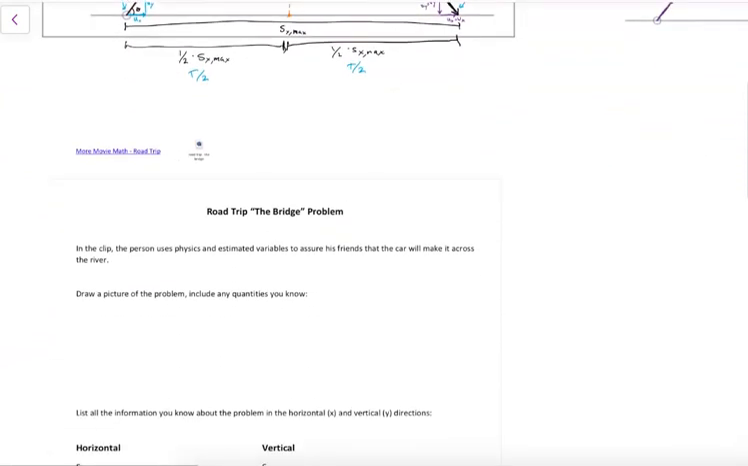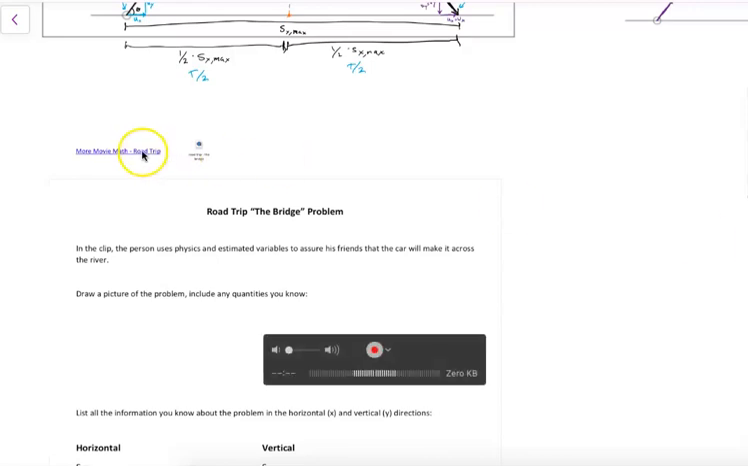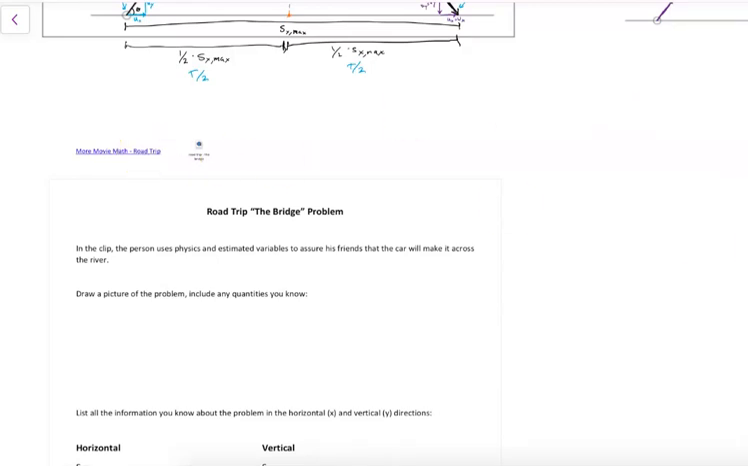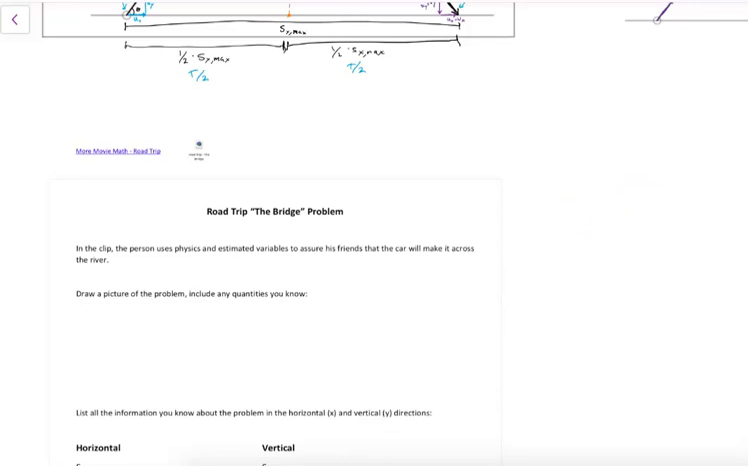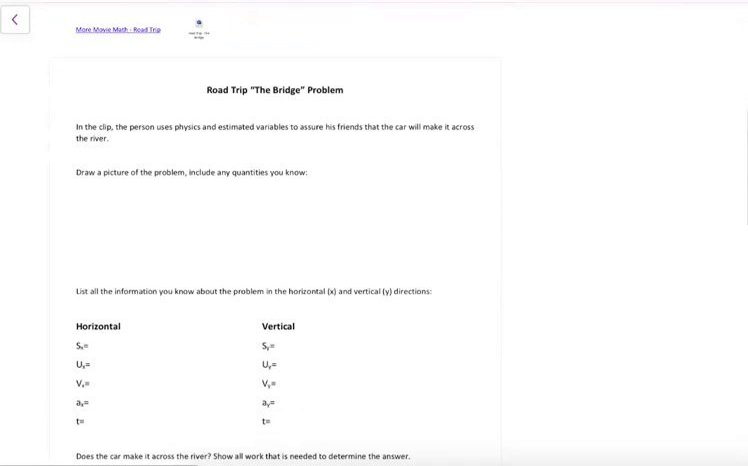So we've got this road trip bridge problem. The first thing I want you to do is watch this road trip video. It's a stupid clip from a stupid movie, but it's fun because you actually get to see, again, how movies either support physics or completely just kill it. So I want you to watch that video and try to identify any of the values for initial velocity, the distance, things like that.